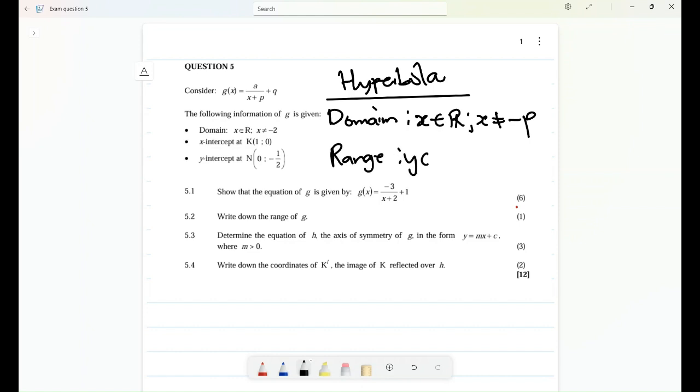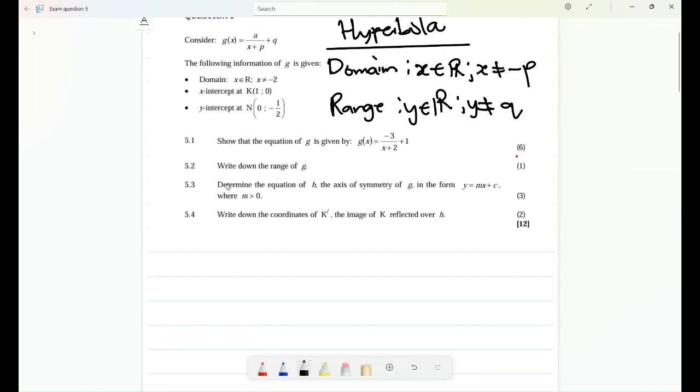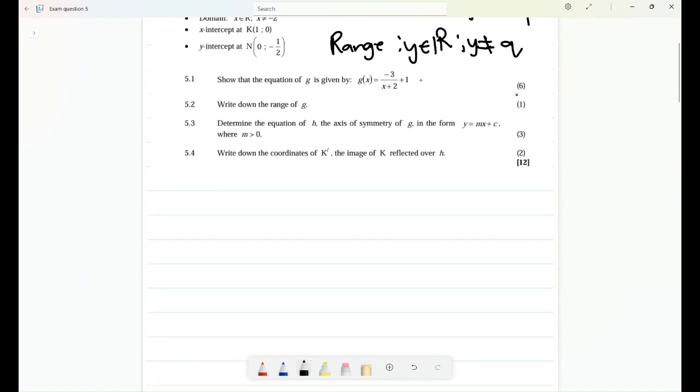On your range, you're going to say Y is an element of real numbers, but your Y should not touch the value of Q, because the value of Q remains unchanged on the graph. In this case, what is the value of Q? The value of Q is 1 again. So you're going to say Y is an element of real numbers, but your Y should not equal 1.